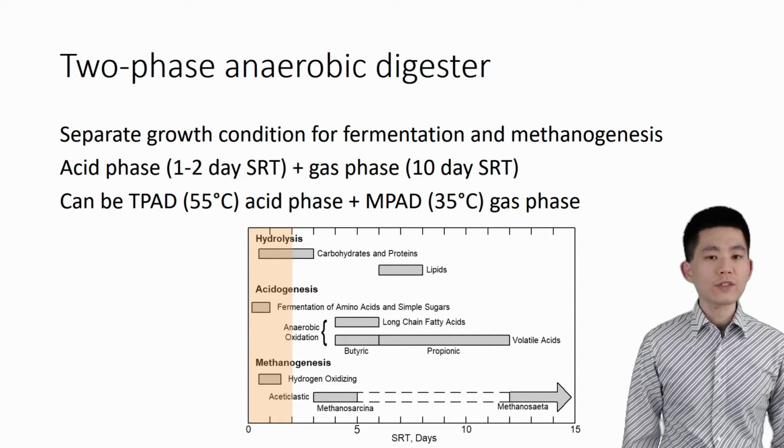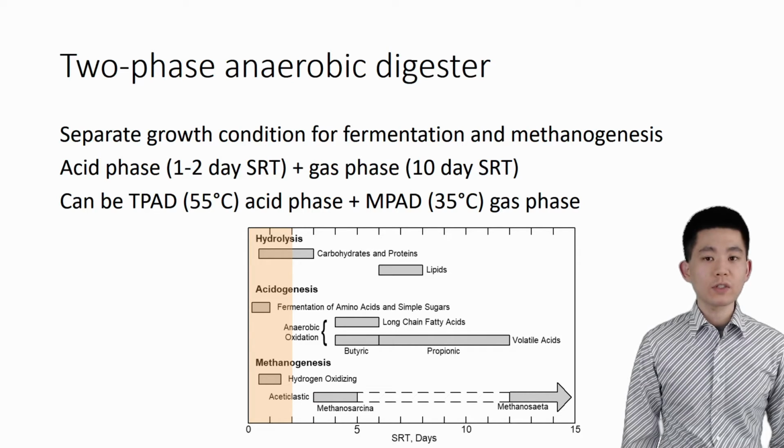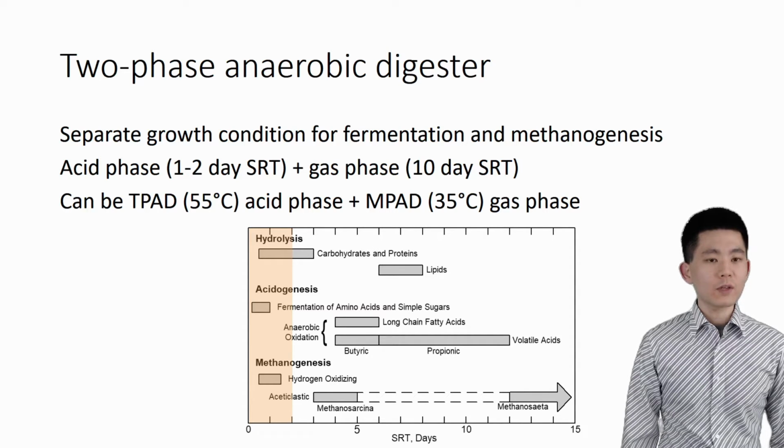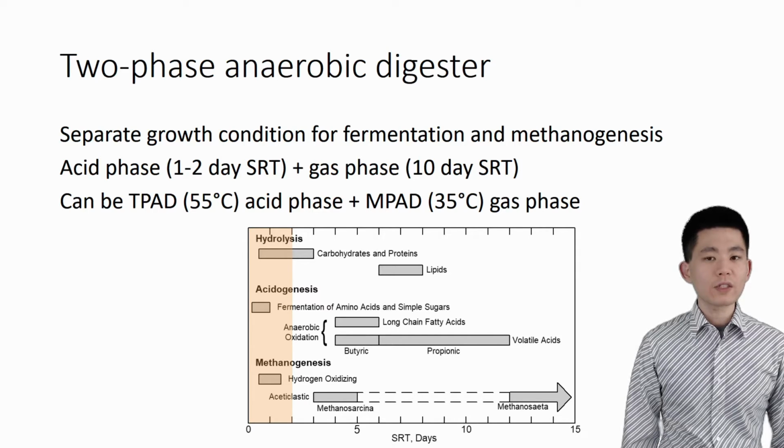The first acid phase reactor has SRT of 1 to 2 days and a pH of 5 to 6, and can be thermophilic and mesophilic. This is beneficial for hydrolysis and acetogenesis.